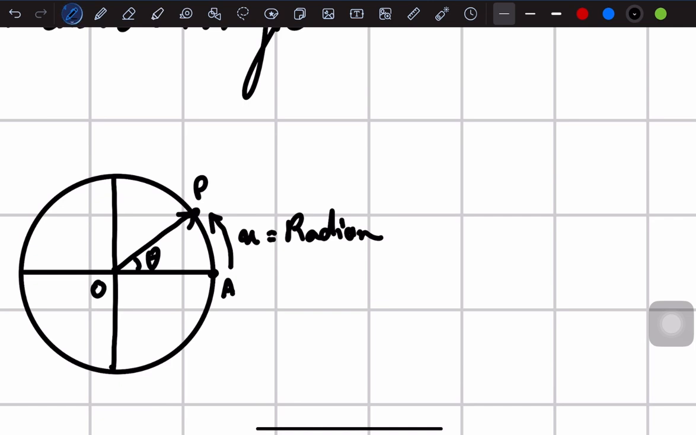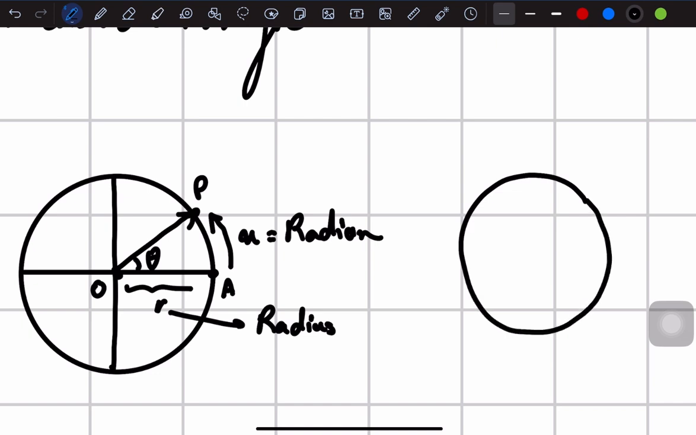What else? Let's not confuse radian and radius. The radius is the distance from the center of the circle to the surface of it. So we call this the radius. And as I said before, the measure of rotation that carries OA to OP would be the radian of that angle.